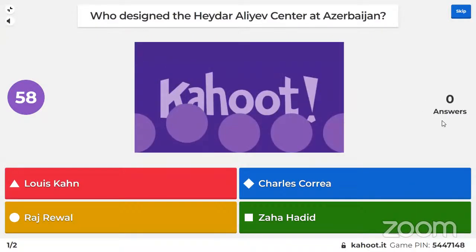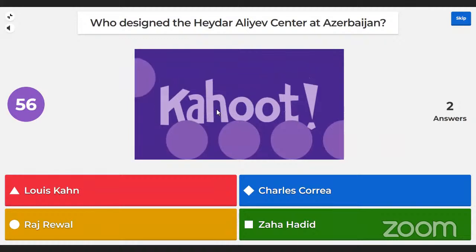Who designed the Hyder Relief Center at Azerbaijan? That is the question, and below you can see the options also. Louis Kahn, Charles Korea, the options are there. On the left side you can see the timer is running. On the right side you can see the answers are also. So this is how the typical question window will look like.